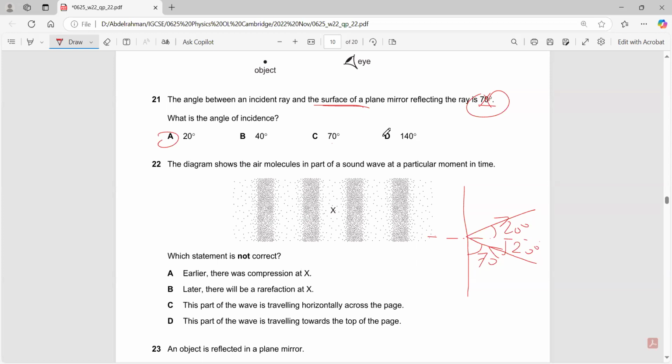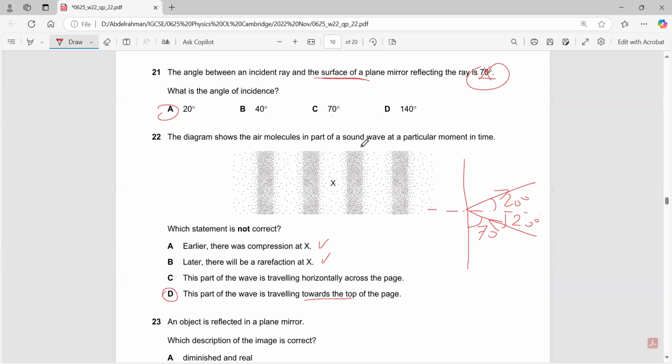Sound waves consist of compressions and rarefactions. So later in time there will be a rarefaction. Yes. Earlier there was a compression. Yes. So these are right answers. We want the wrong answer. This part of the wave is traveling horizontally across the page or traveling towards the top of the page. Definitely this is wrong. It's traveling horizontally, left and right.